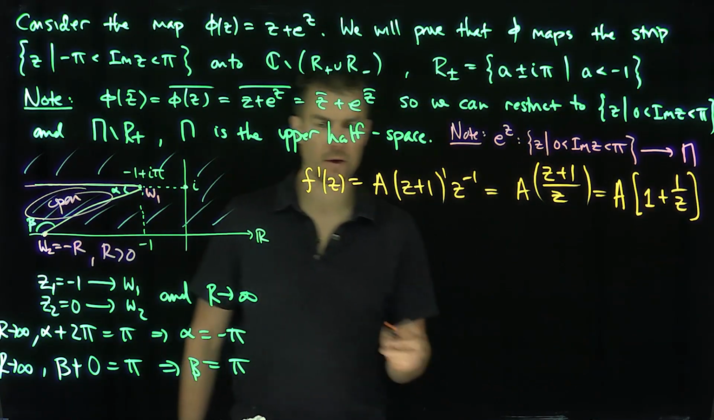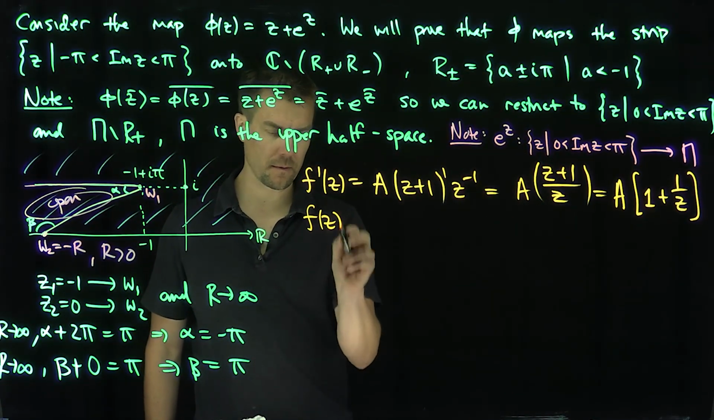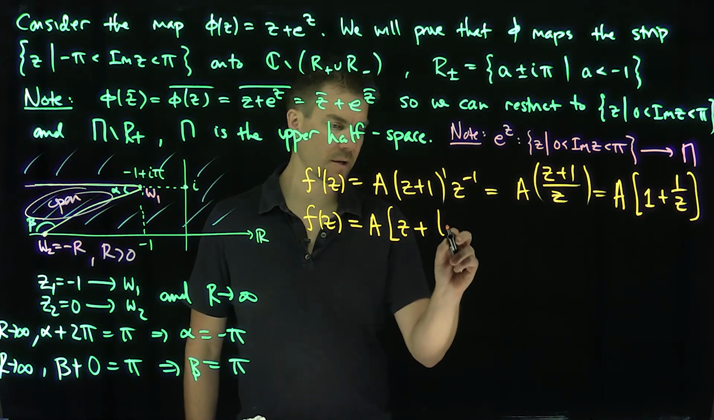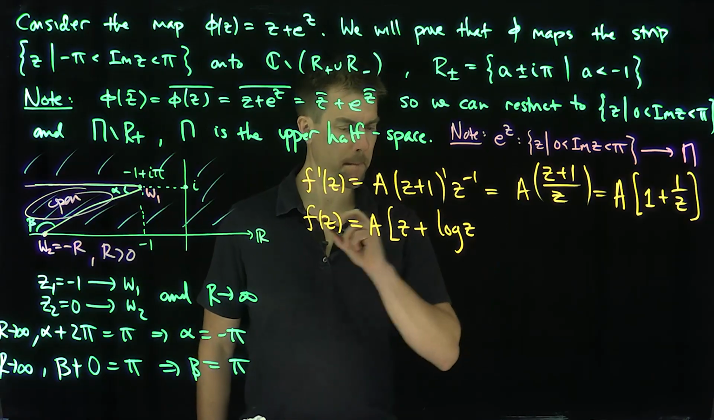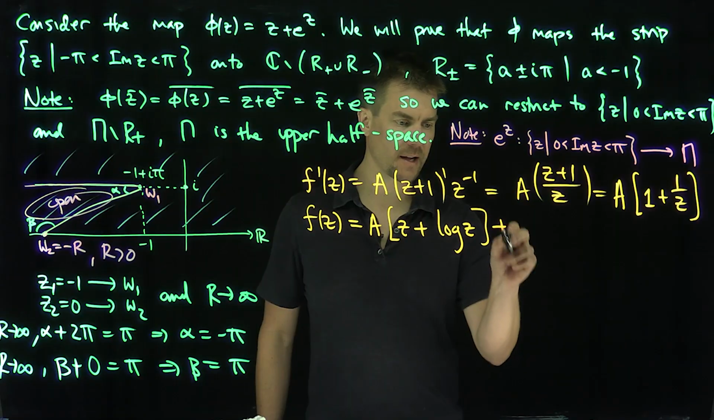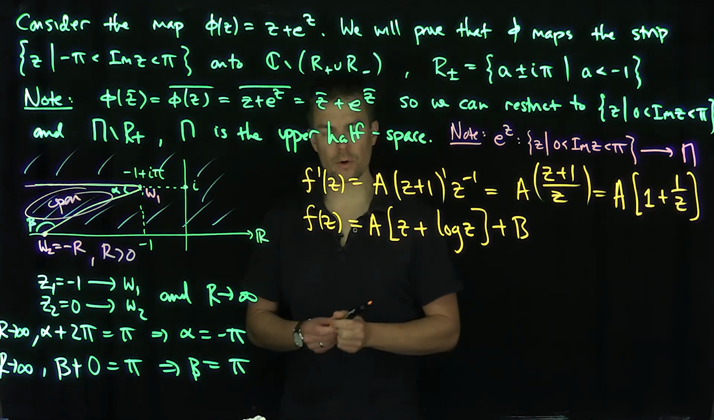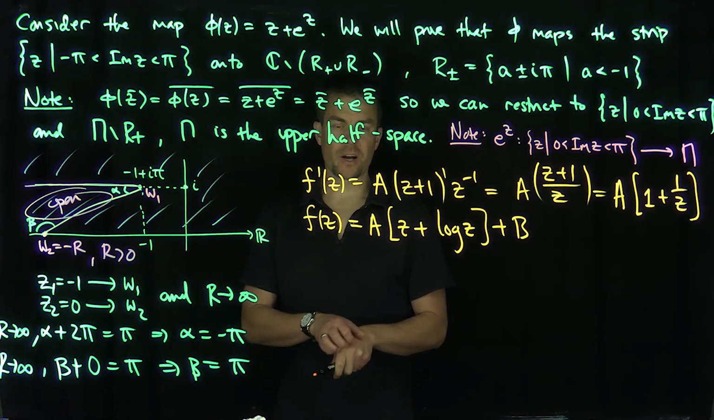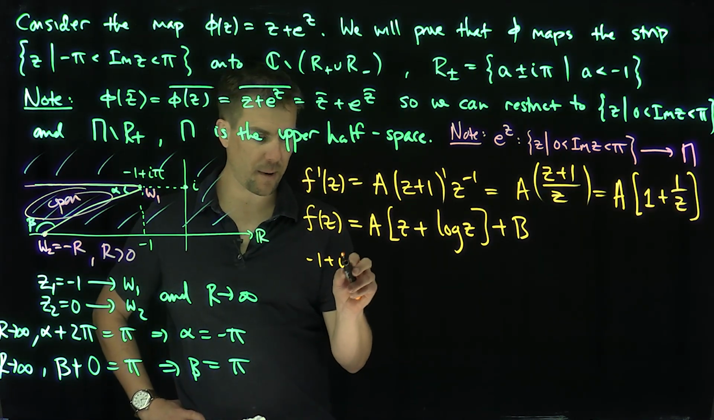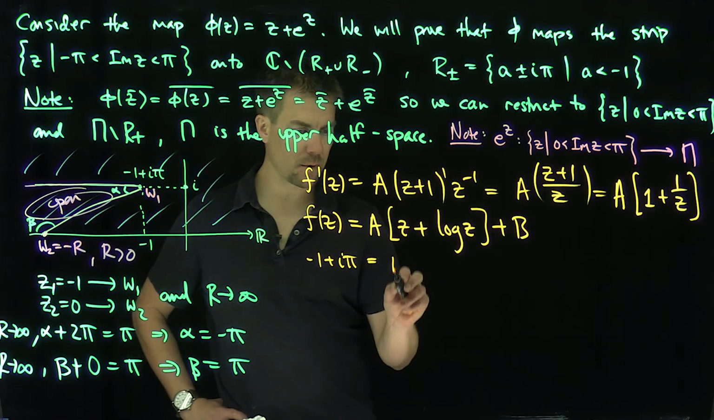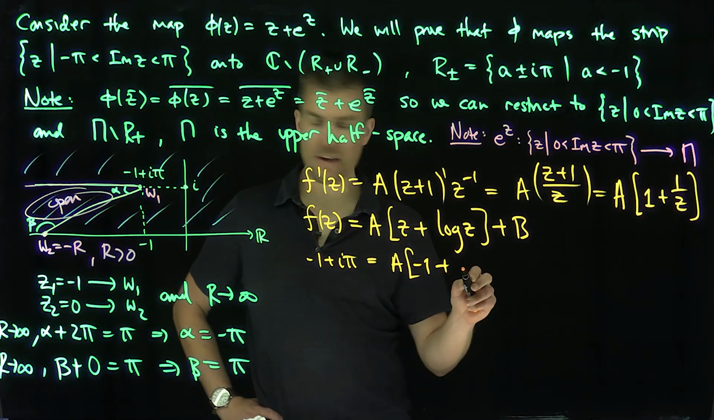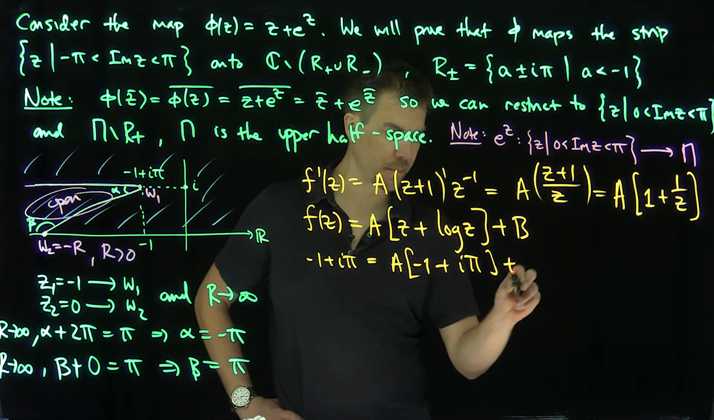Oh, that's beautiful. So therefore, f of z is going to be a times z plus a branch of the log of z, which I probably punch up the negative imaginary axis, plus a constant b, right? Good. Well, what if we plug in -1 to this? If we plug in -1, we have to get to this point over here. So -1 plus i pi has to be equal to a times (-1 plus the log of -1, which is i pi) plus b.